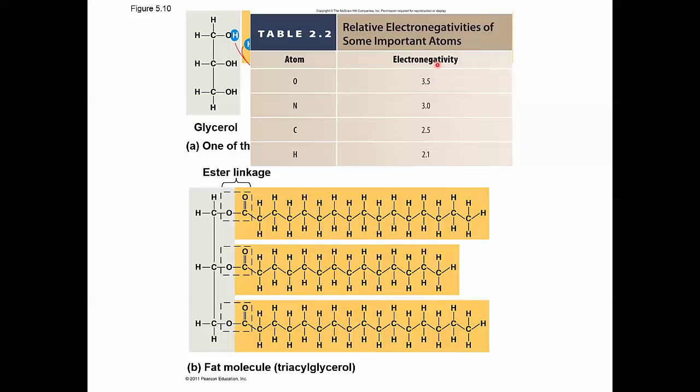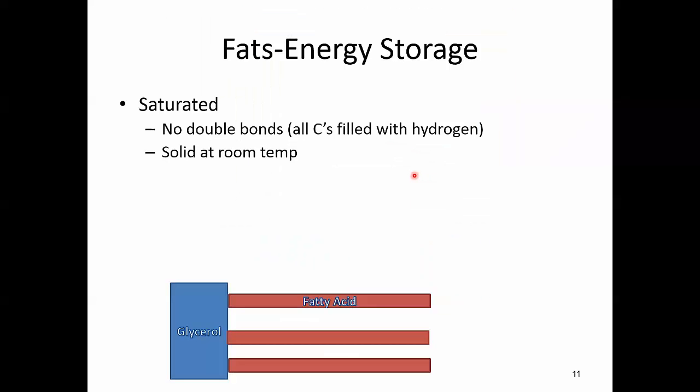Remember, water has bonds between oxygen and hydrogen, which is very far apart on this scale, 2.1 and 3.5. That means oxygen is better at holding on to electrons. Oxygen becomes more negative because of that, leading to polar bonds. So therefore, water has a charge, but fats do not. Therefore, water and fats do not mix well. So one of the jobs of fats, of course, which is a type of lipid, is energy storage. There are 2 types of fats that you'll hear about: saturated fats and unsaturated fats.